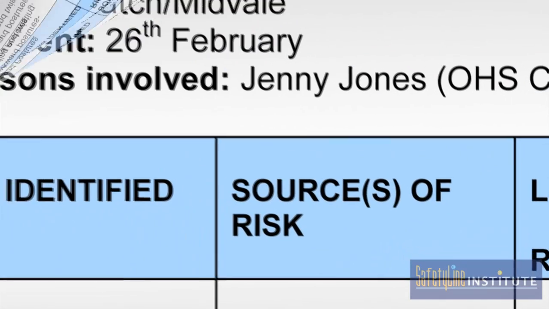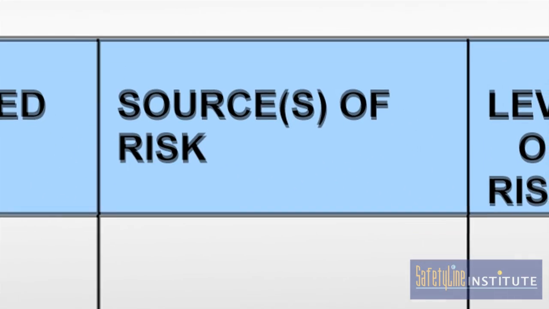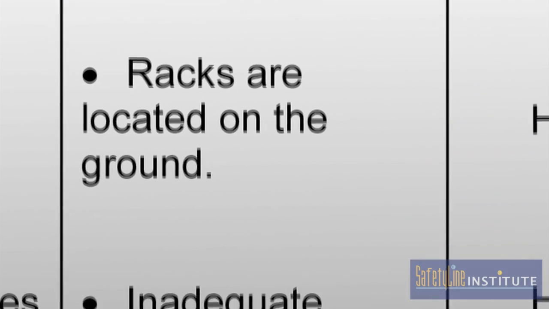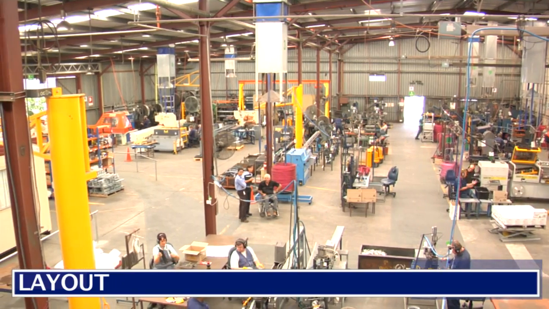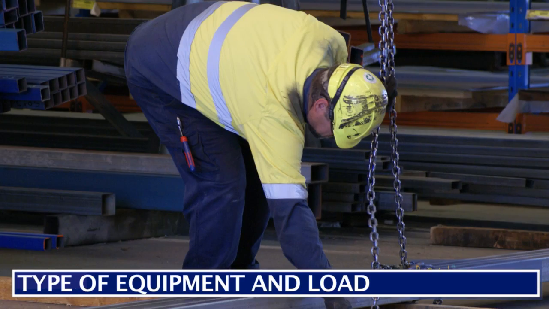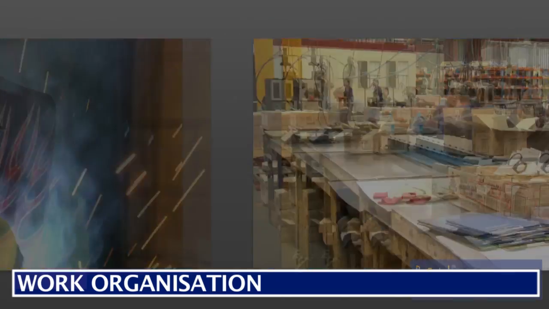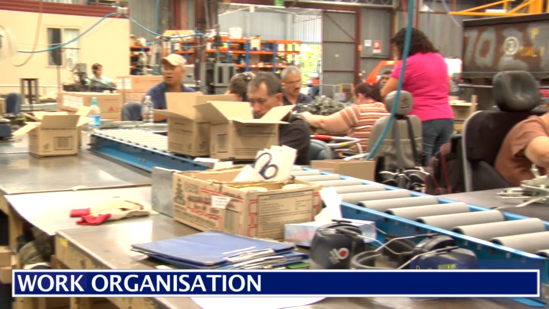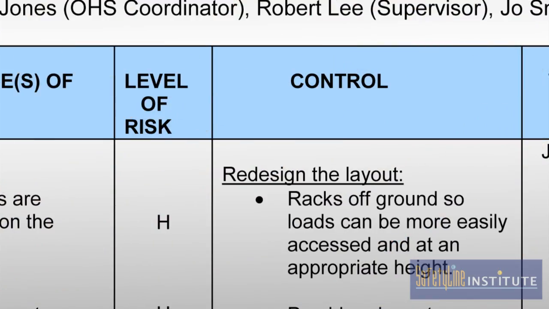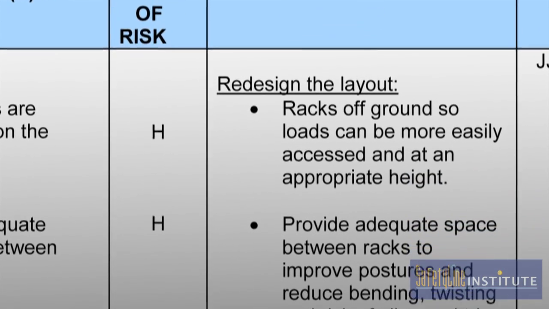It's also important to work out what is causing the risk factors by examining the source of the problem, including the layout of the workplace, the type of equipment and load, the environment, and the way the work is organised. This will help determine what needs to be done to eliminate or minimise the risk.